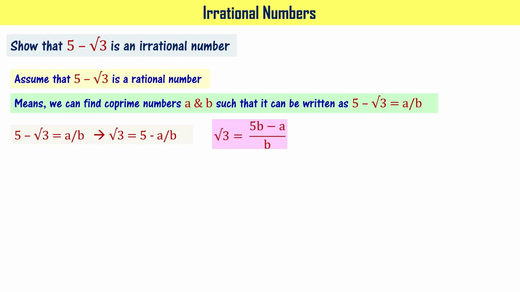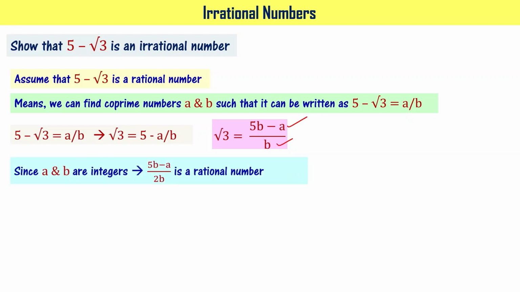We have seen that A and B are integers and co-prime numbers, right? So if A and B are integers, then 5B minus A is going to be an integer and B itself is an integer. So their ratio is also going to be a rational number, right? Because the ratio of two integers is a rational number. It means (5B minus A) divided by B is a rational number. Hence, root 3 is a rational number.